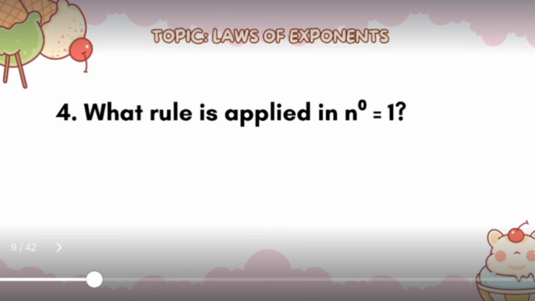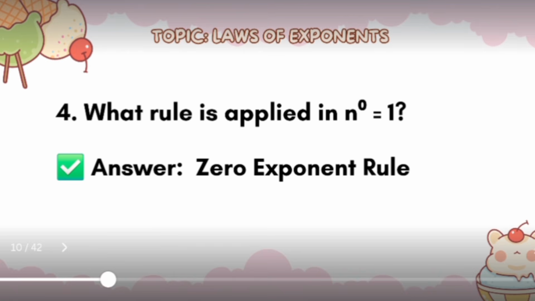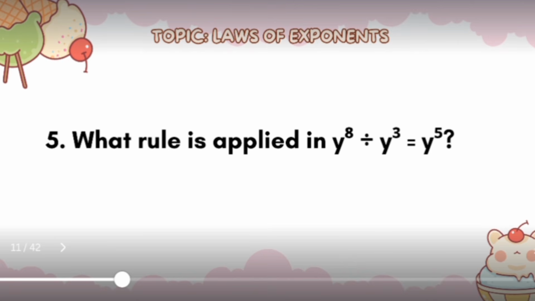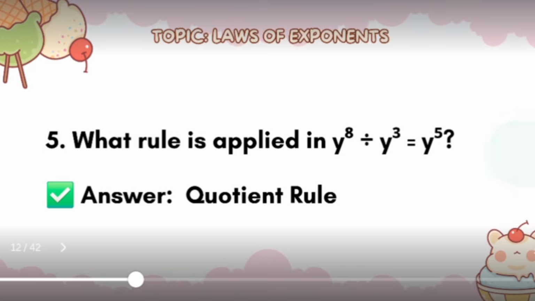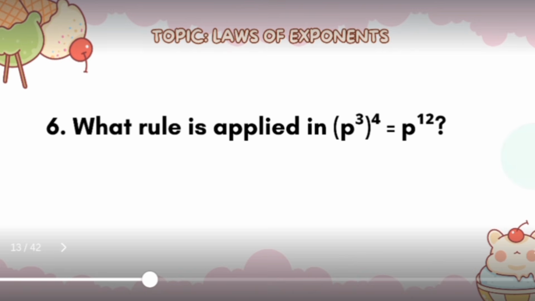Question number 4. What rule is applied in n raised to the power of 0 equals 1? So the answer here is zero exponent rule. Question number 5. What rule is applied in y raised to the power of 8 divided by y cubed is equal to y raised to the power of 5? So since we are dividing these monomials, we are to apply the quotient rule.